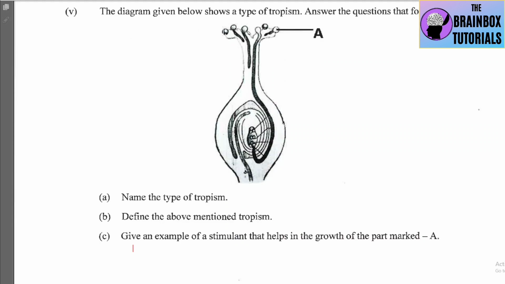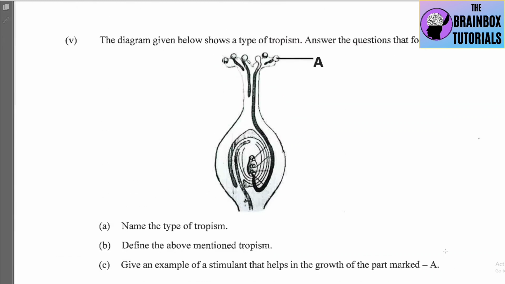Now part C is give an example of a stimulant that helps in growth of the part marked A. That is, A is marked, that is pollen grain. So one stimulant that helps in the growth of pollen grain. So the stimulant will be sugars and peptones secreted by neck canal cells of female gametophyte.